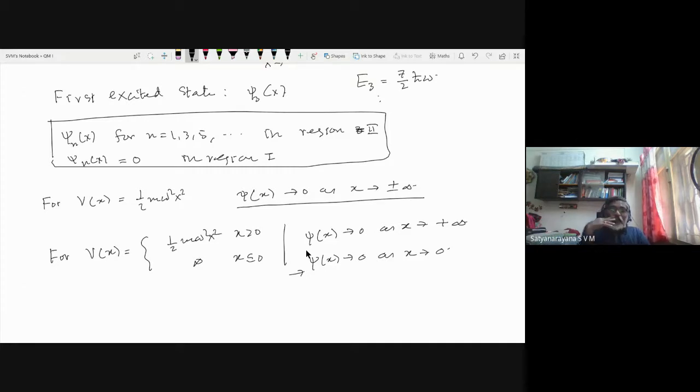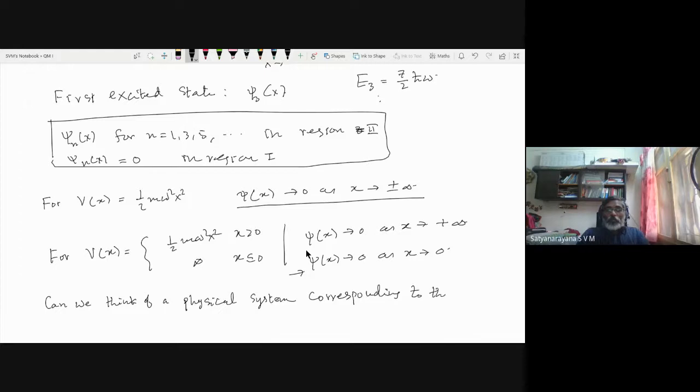Now, the interesting question here is that, just like we talked about the physical situation, can we think of a physical system corresponding to this system? The system is very interesting.